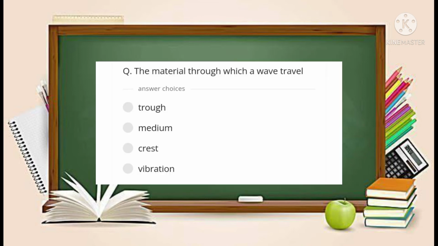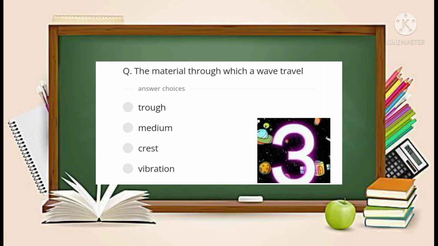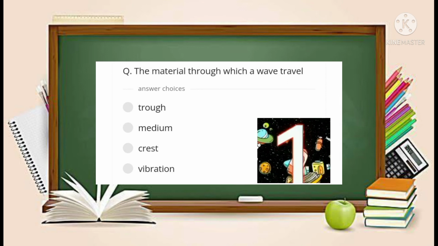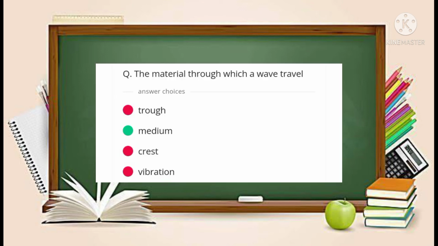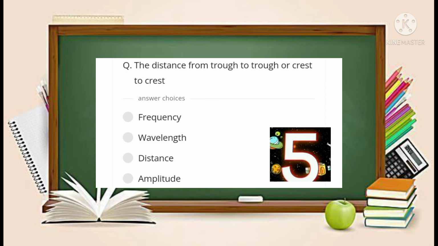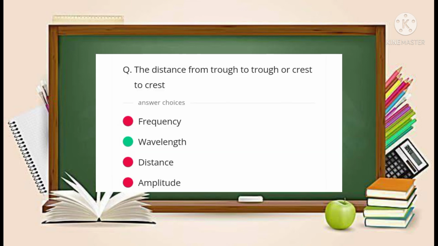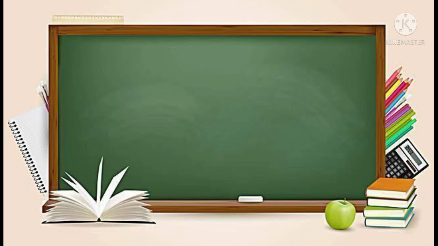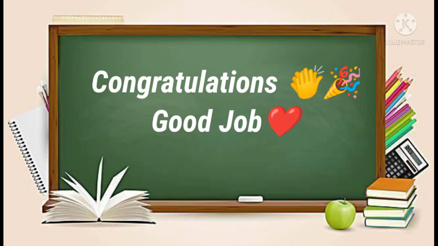Number 4. The material through which a wave travels. Nice! The answer is medium. And last, the distance from trough to trough or crest to crest. Excellent! That is the wavelength. Congratulations, kids! You did a great job.